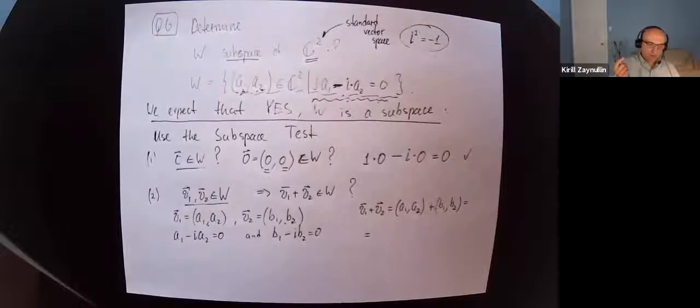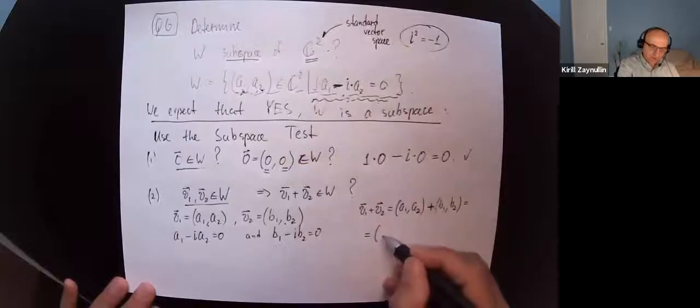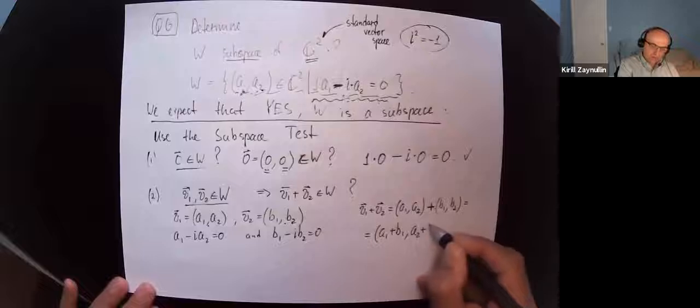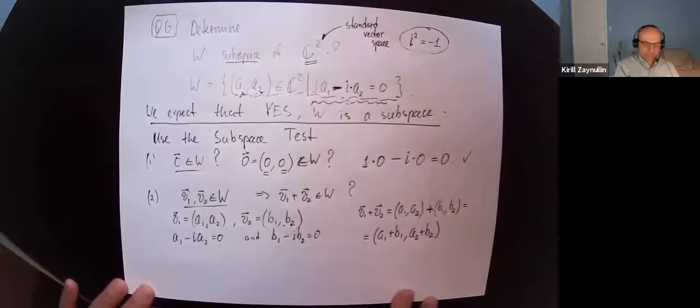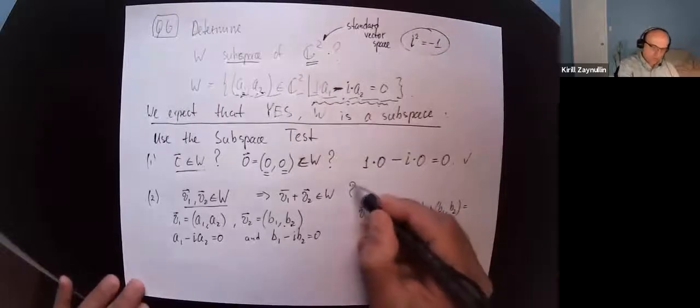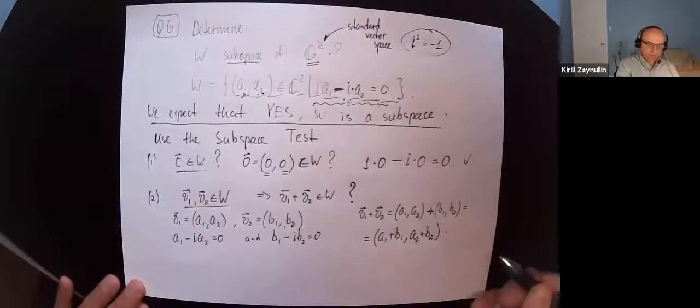And the vector addition is just given by coordinate-wise addition, and the scalar multiplication is also given by coordinate-wise scalar multiplication. So since I want to add them, the result is coordinate-wise addition: A1 plus B1, A2 plus B2. Now this is my vector. What I'm asked to do is verify whether this vector satisfies this equation, right?